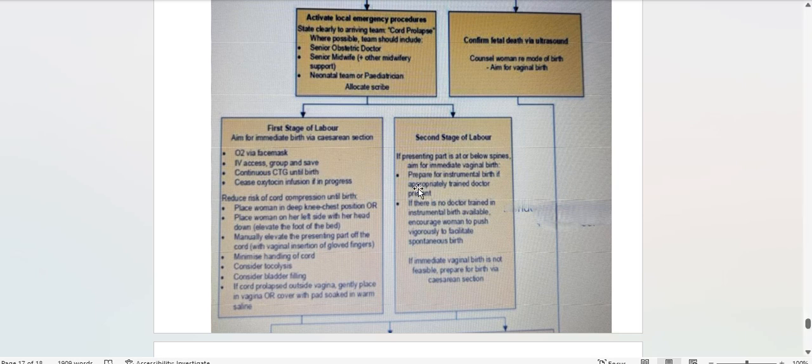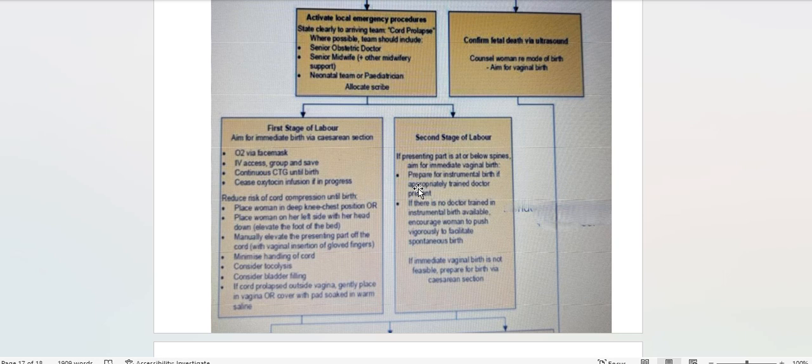Reduce risk of cord compression until birth: place the woman in deep knee chest position or on her left side with her head down, elevate the foot of the bed. Manual elevation of the presenting part off the cord. Minimize handling of the cord. Consider tocolysis with terbutaline. Remember that. Consider bladder filling. If cord prolapse is outside the vagina, gently place it in the vagina or cover with a pad soaked in warm saline.